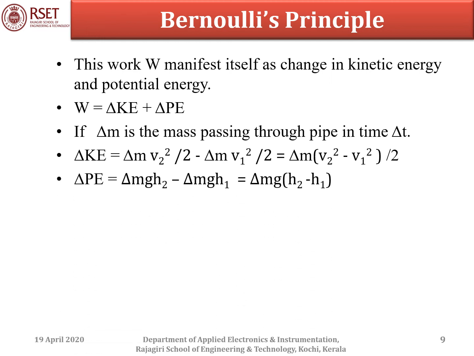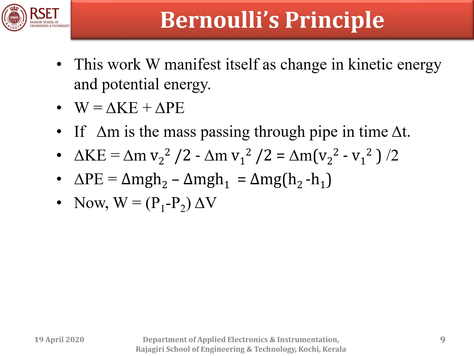So delta PE equals delta m g h2, the potential energy when the fluid leaves, minus delta m g h1, the potential energy when the fluid enters. We take the difference, and we obtain delta m g into h2 minus h1. So we obtain the change in potential energy. Now we have change in potential energy and change in kinetic energy. Now we can equate it to the expression of W.